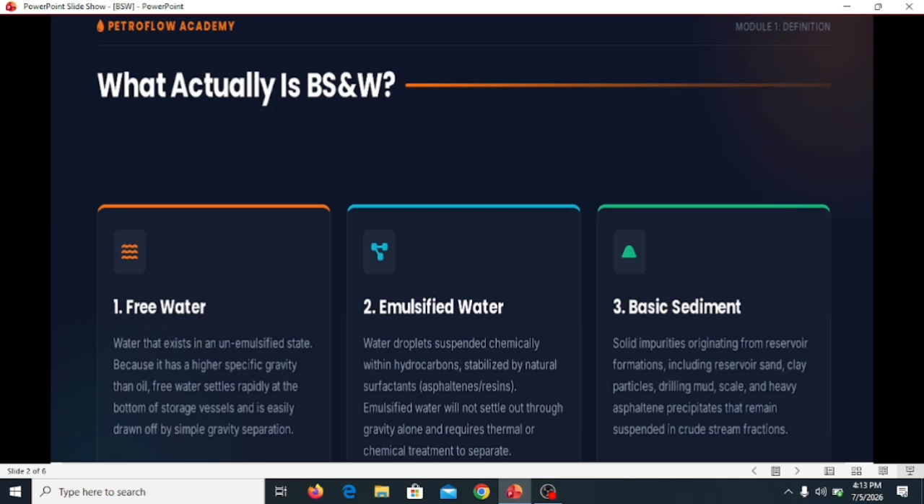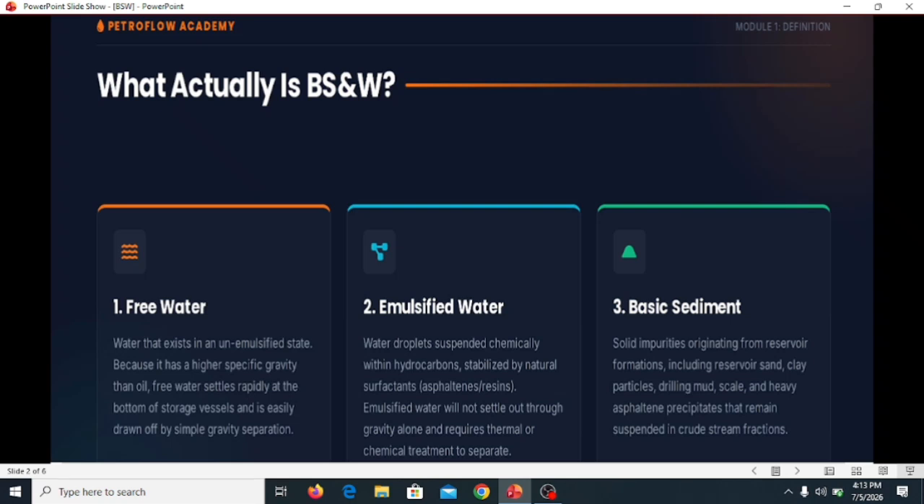Number one, let's talk about free water. Water that exists in a non-emulsified state because it has a higher specific gravity than oil. Free water settles rapidly at the bottom of a storage vessel and is easily drawn off by simple gravity separation. I will explain when I go through the video.